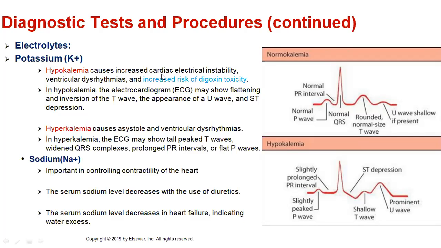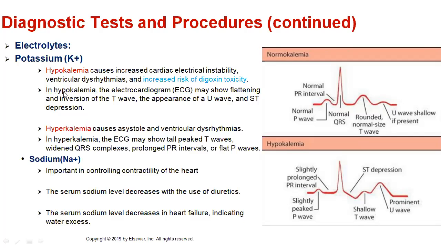Hypokalemia causes increased cardiac electrical instability. So when the potassium level is imbalanced, either increased or decreased, the electrical function is unstable, ventricular dysrhythmia develops, and the risk of digoxin toxicity increases. Digoxin is a drug we use for heart failure. So if the potassium is imbalanced, the chance of digoxin toxicity increases.